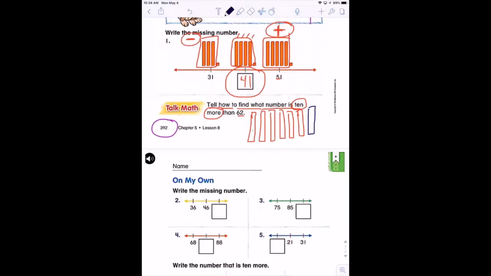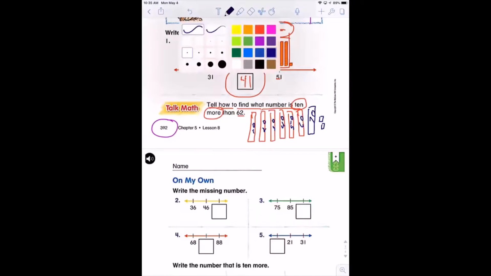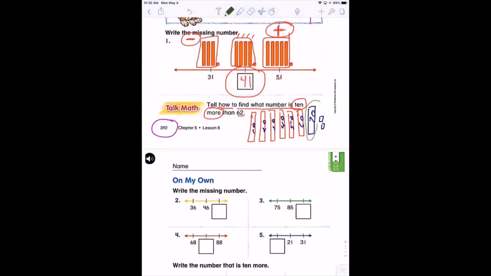10, 20, 30, 40, 50, 60, 70, 71, 72. Okay, so I added this other group of 10 that Shanti gave me because I had 6 10s and 2 1s.